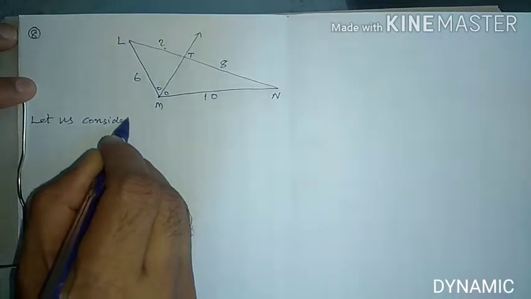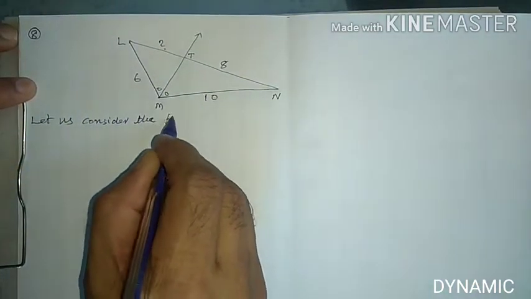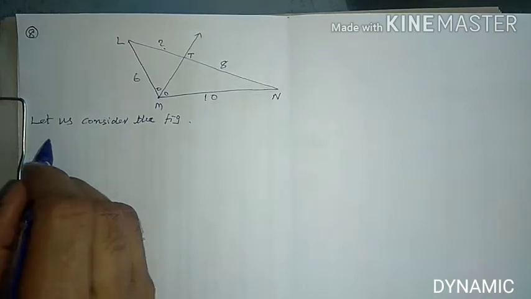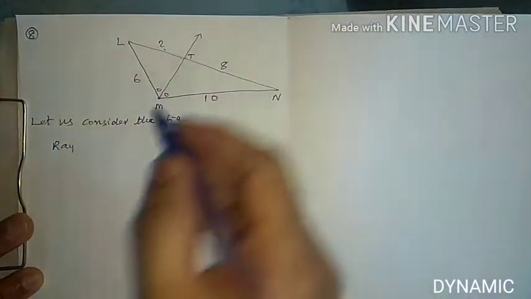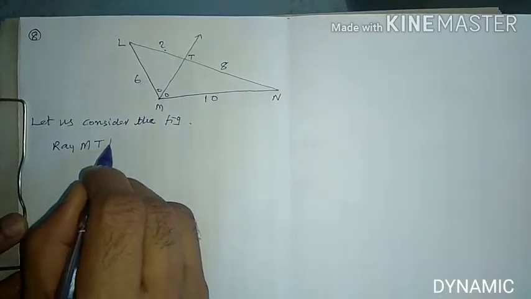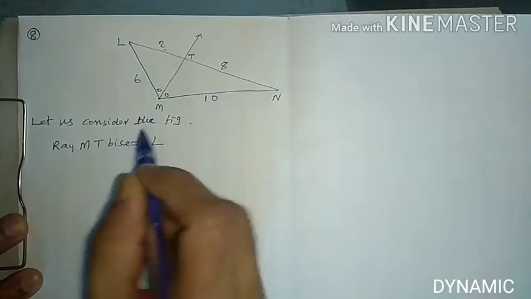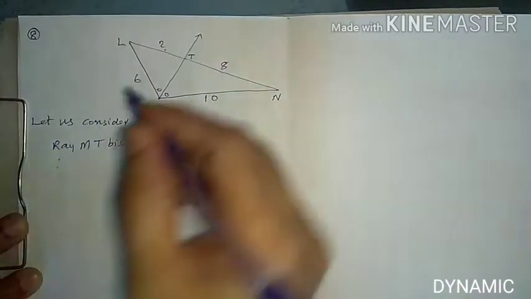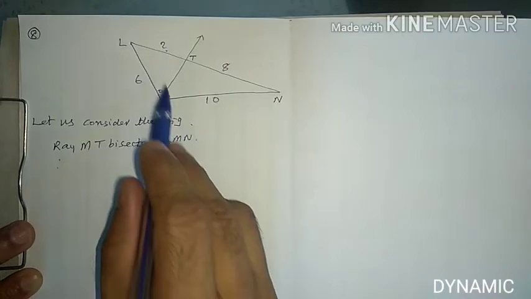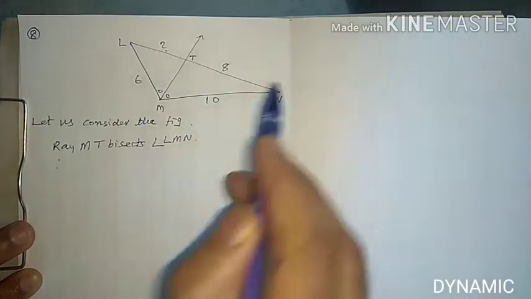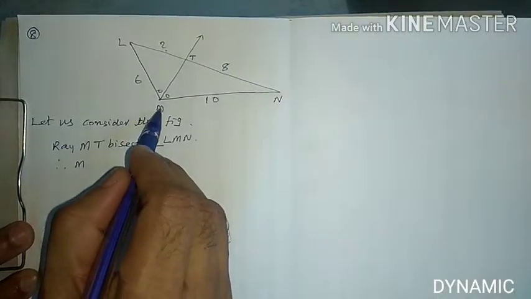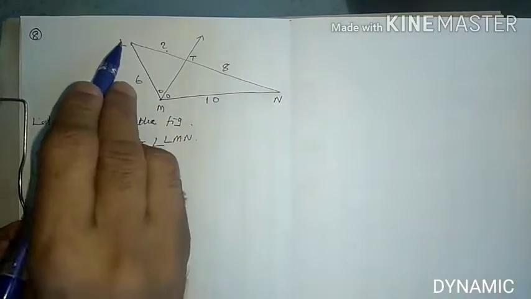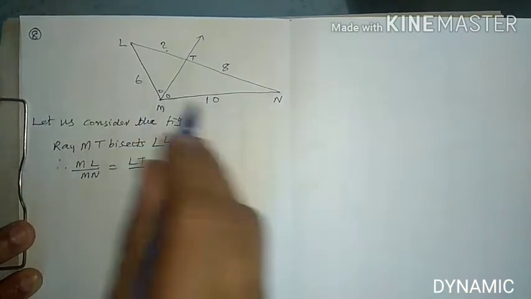Let us consider the figure. Given ray MT bisects angle LMN. Therefore, what happens? This is a bisector. Therefore, go for the ratios. LM upon MN. Start from here. ML upon MN is equal to LT upon TN.